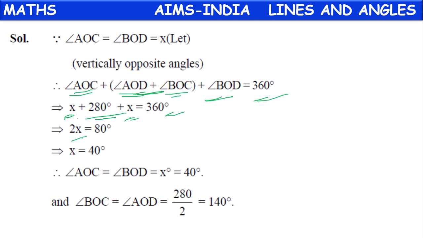x plus x, 2x equal to 80 degrees. Because 280 this side comes minus 280. 360 minus 280, 80 degrees. x equal to 40 degrees. x means what? AOC or BOD equal to 40 degrees.